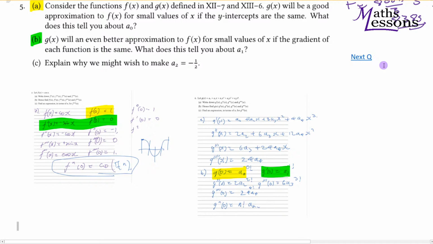Question 5. This is dependent on two previous questions that we've done, and I've highlighted the most important bits in yellow for part A and in green for part B, and leave you to try and work out what C will be. And bearing in mind I'm directing you towards the answer, you should be able to do this in 2 minutes.